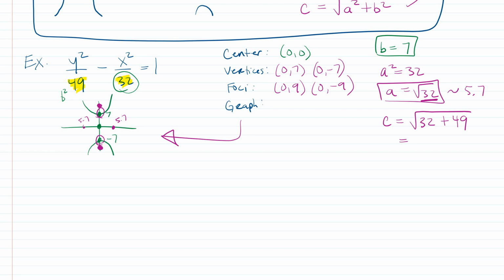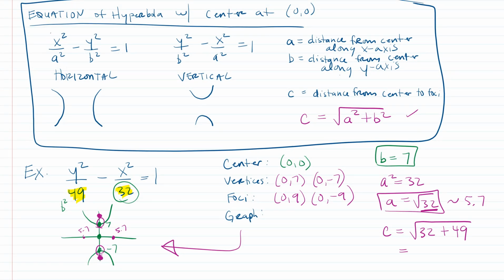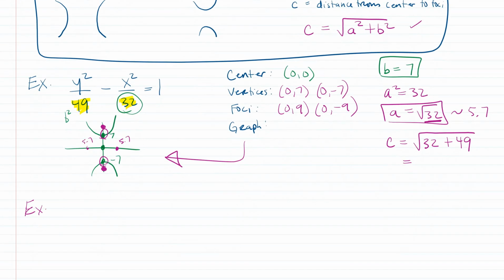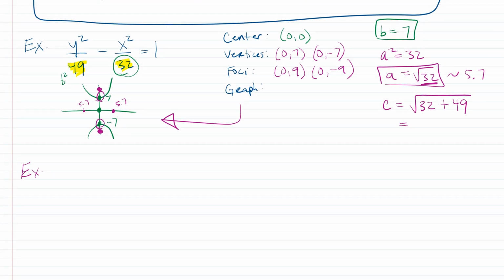So let's do another example. I'm not going to give you another box. Just know that once our center changes, we have different values in there with those x's and y's. Okay, so here we go. Here's an example. (x minus 2) squared over 4 minus y squared over 25 is equal to 1.